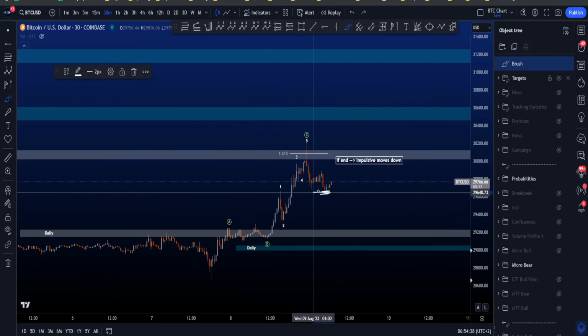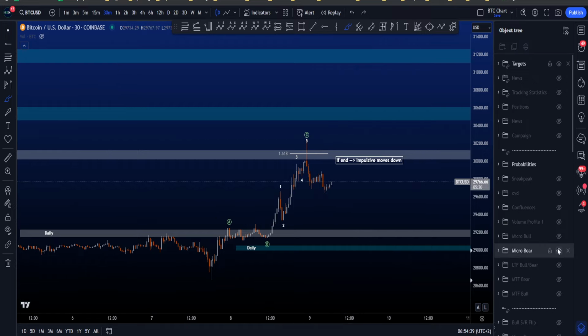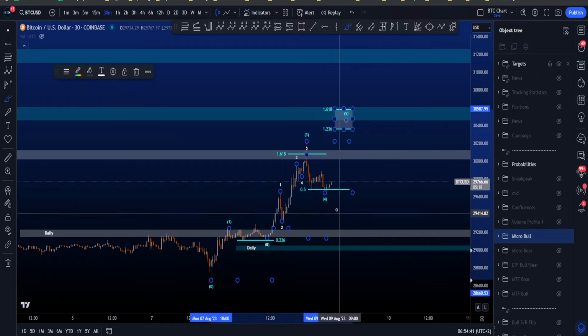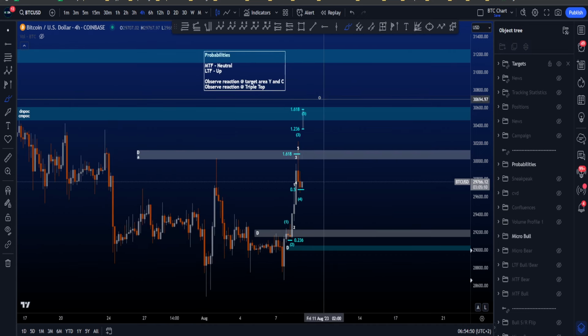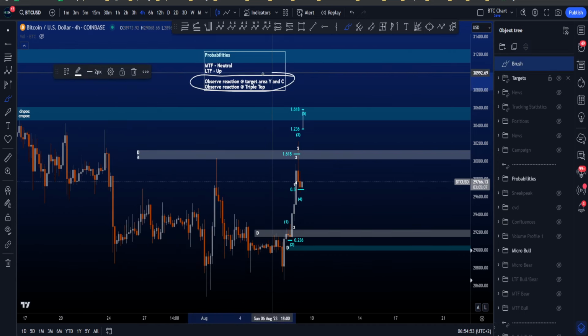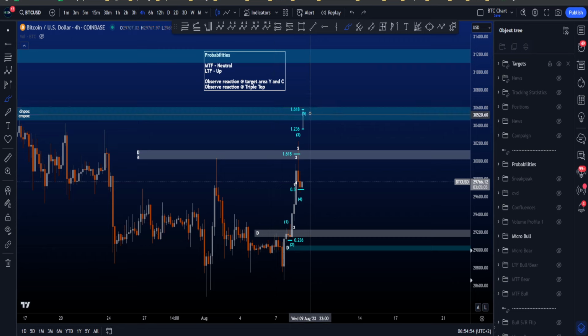That does mean you want to see this low hold. The moment we're going to close candles below the wave 4 over here, below the 0.5, probabilities might change depending on how that happens, of course. So this is currently the probabilities, and then we look and observe the reaction at the target areas as mentioned.